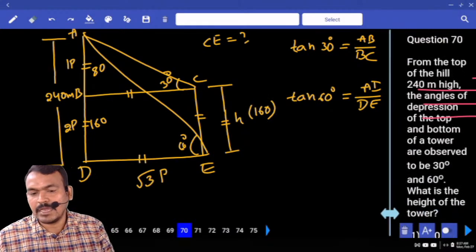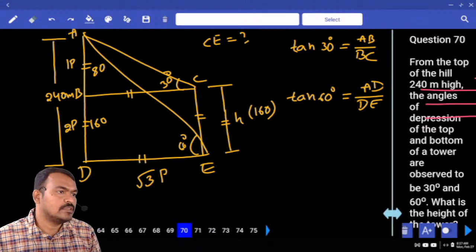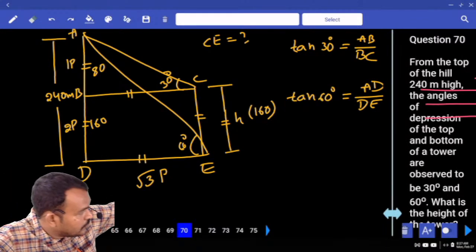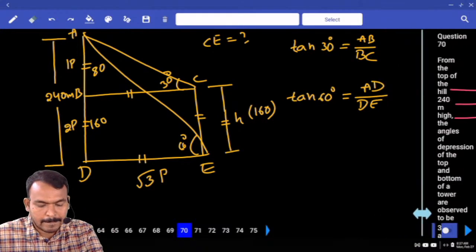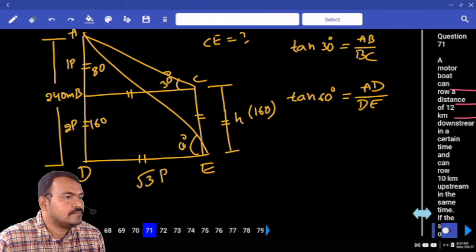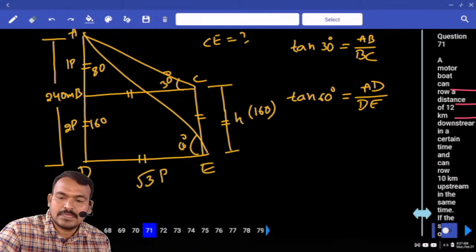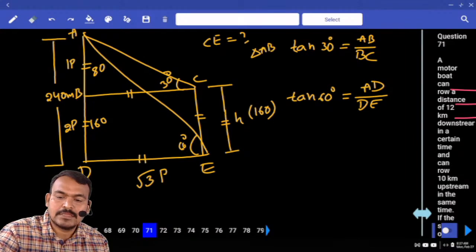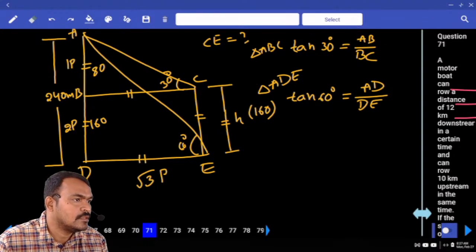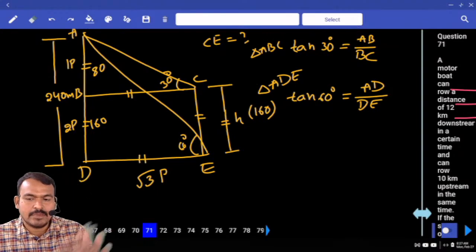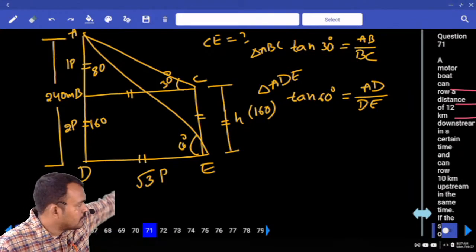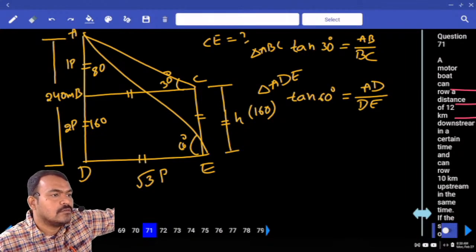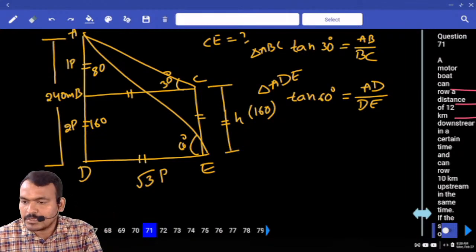What is the question here? Height of the tower, or not? What is the answer? 160. Simplify those two equations also, and we get the same answer or a different answer? Same answer. First one, triangle ABC. Second one, triangle ADE. Yes or no? Tan 30 is AB by BC. Tan 60 is AD by DE value, or not? What is the total AD value? 240 or 230? 240.